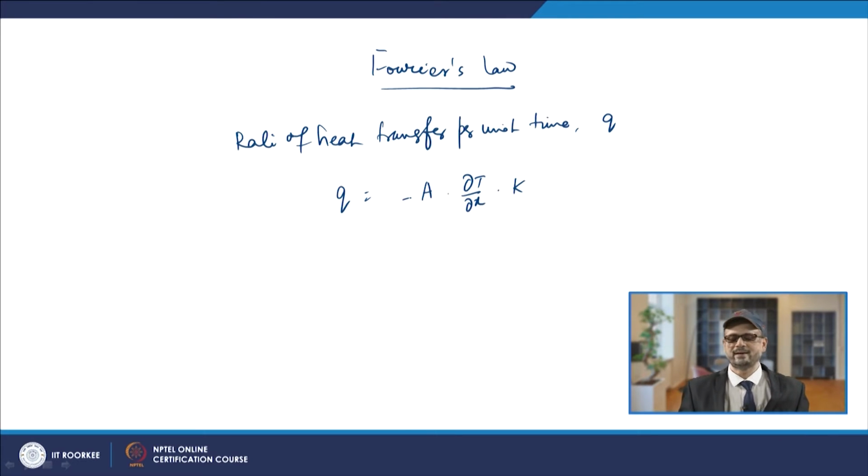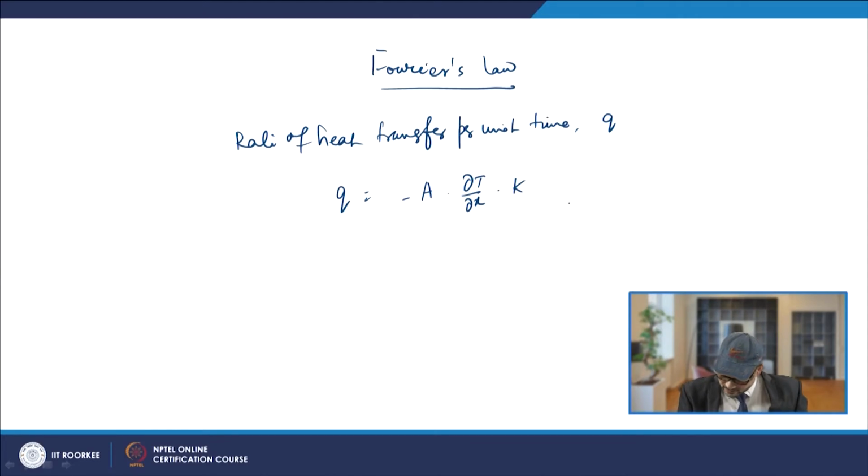The Q is defined with a negative sign, because heat flow will occur in the direction of decreasing temperature. So that is why we keep this sign as negative, and this is also known as dQ by dt, the rate of heat flow. So dQ by dt can be taken as this. That is your Fourier's law of heat conduction, and it can be derived.